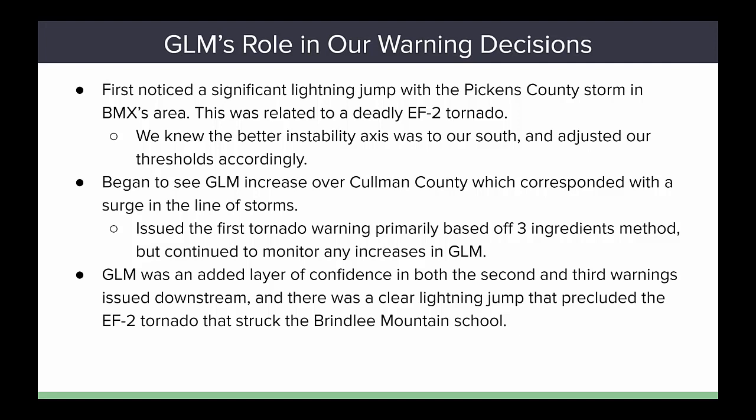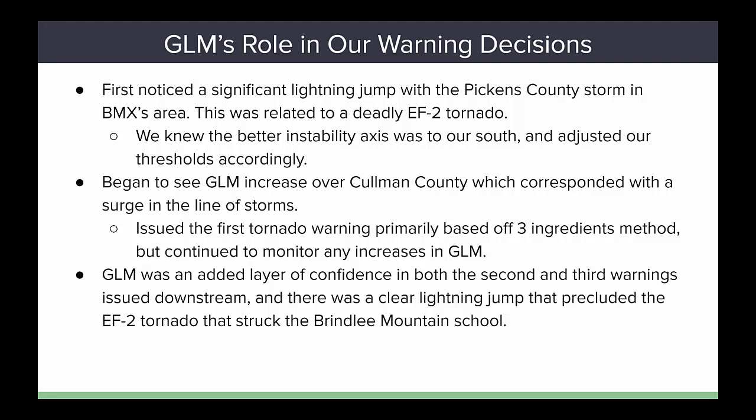We said, okay, we may not see a lightning jump quite to this magnitude, but it may be one of those cases where if we start to see any kind of increase at all, that may be significant for us. So we did. We started to see lightning activity increase over Coleman County, our southernmost county, and that corresponded with a surge in the line of storms. We issued the first tornado warning primarily based off of the 3 ingredients method. There wasn't a lot of lightning at the time, but we could see that surge. It was becoming more line normal to this year, which I'll show here in a minute.